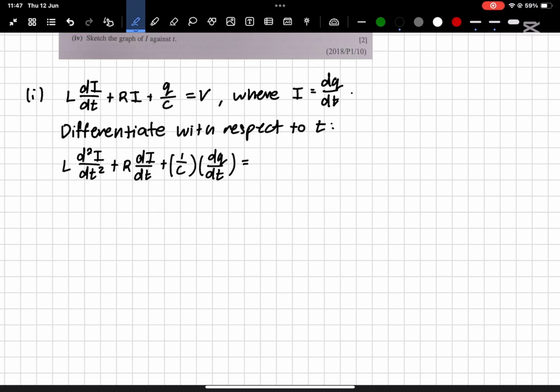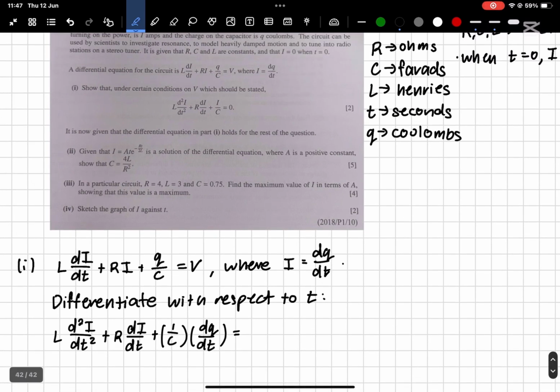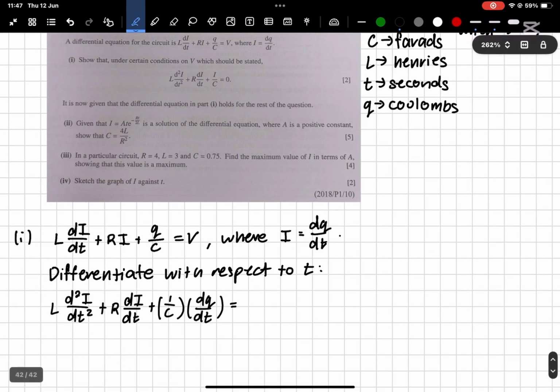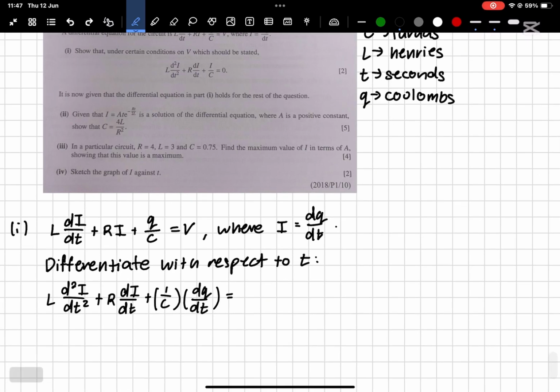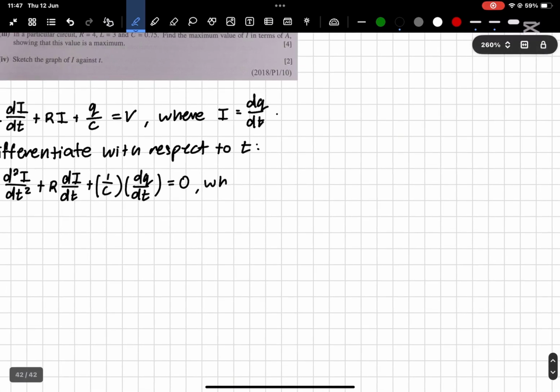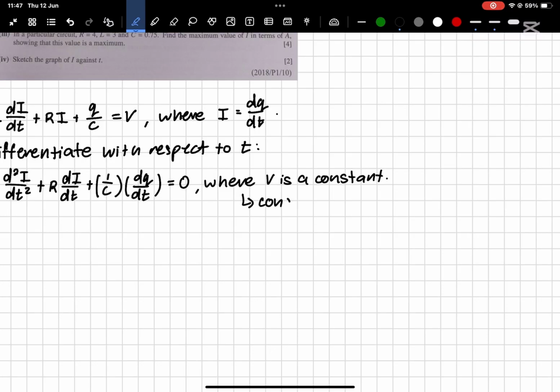Since you can't see any dV/dt terms anywhere in the question: if there were, V is a variable, so they'd ask under certain conditions on V, which should be stated, where V is a constant, because when you differentiate constants it goes to 0. So this is your condition, and it should be highlighted so people can see.